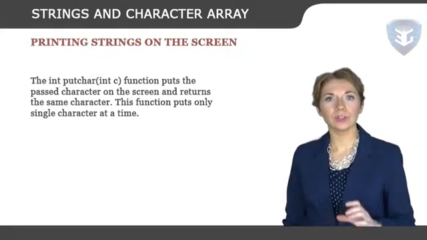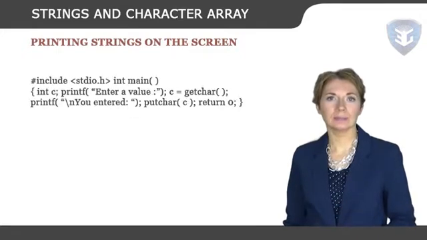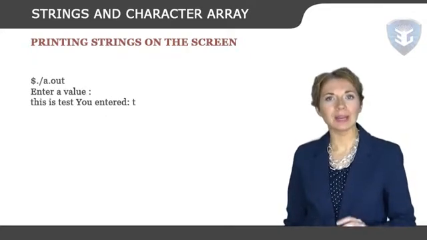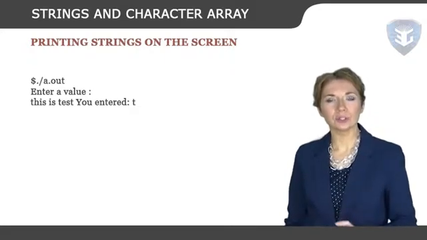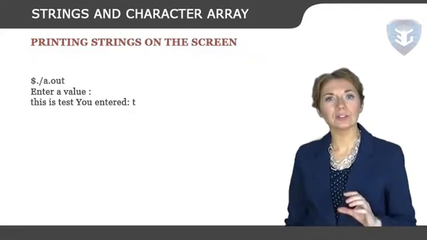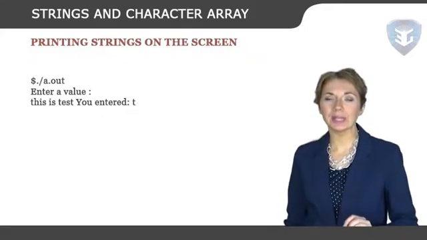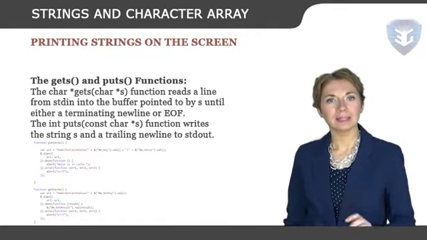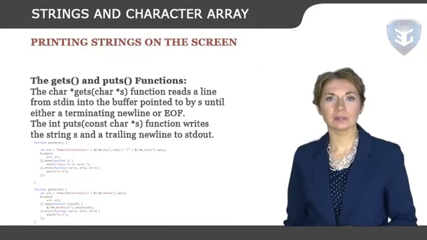The int putchar(int c) function puts the passed character on the screen and returns the same character. This function puts only a single character at a time. One can use this method in a loop in case one wants to display more than one character on the screen. When the code is compiled and executed, it waits for you to input some text. When you enter text and press enter, the program proceeds and reads only a single character and displays it as shown.